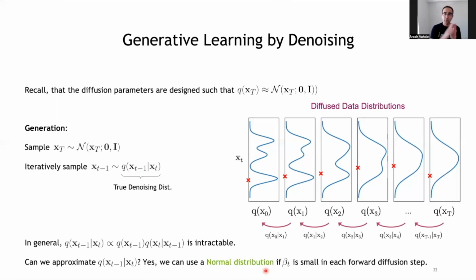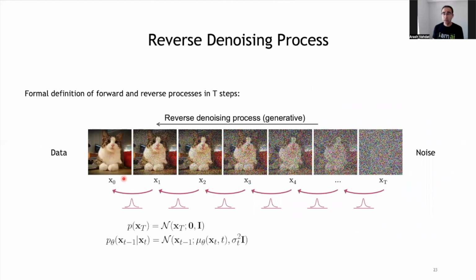If we know the forward process adds a very small amount of noise, we know theoretically that the reverse process can also be approximated using a normal distribution. So this denoising model can be represented using a normal distribution. So now that we know this, we can define a parametric model to mimic, or to train, this true denoising model. So let's formally define our parametric reverse denoising process.